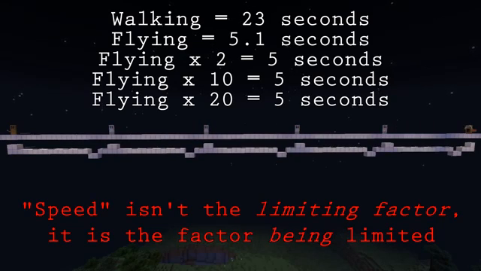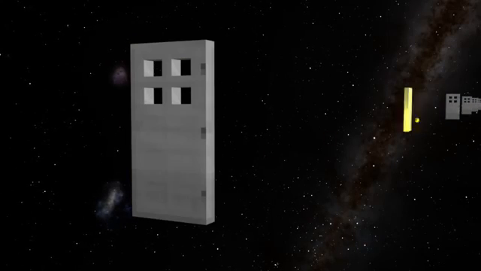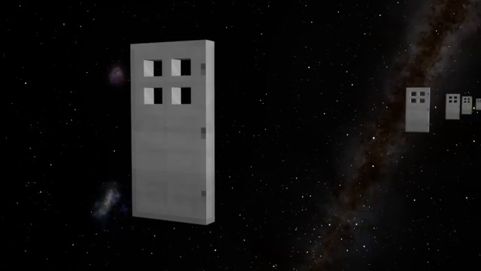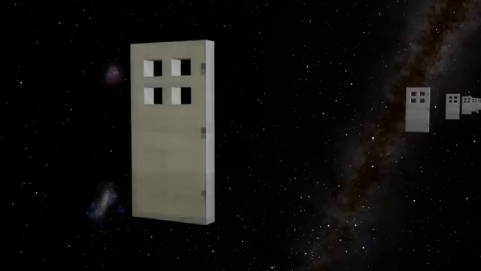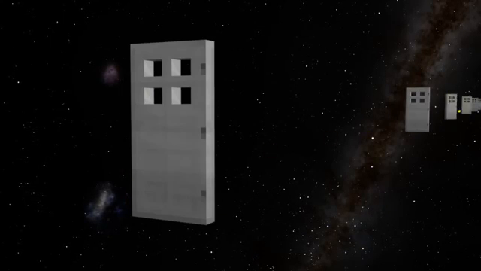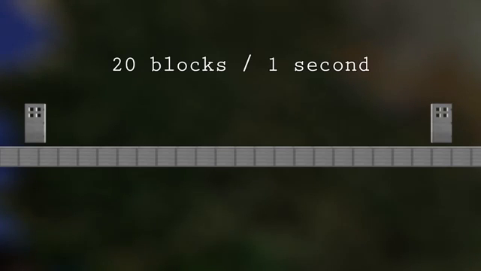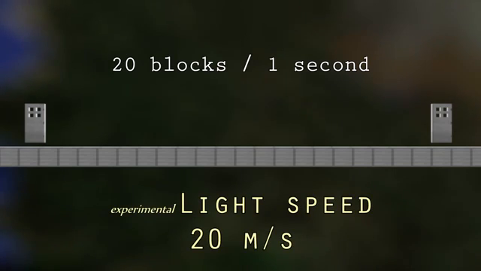Think of it like this. The concept we call light speed is the rate that the doors of our universe open. No matter how much energy you put into acceleration, the doors always open at the same speed. That is the speed of light. As of right now, our doors are 20 blocks apart and are opening at 1 second intervals. Essentially, light speed for this experiment is 20 meters per second.